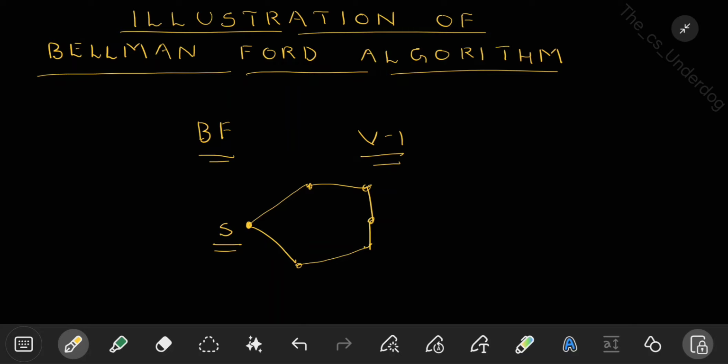What we are going to do in this lecture is take a graph and see how each iteration works and how you can find the shortest path to all the vertices in that graph using the Bellman-Ford algorithm. Let us start by taking a graph.